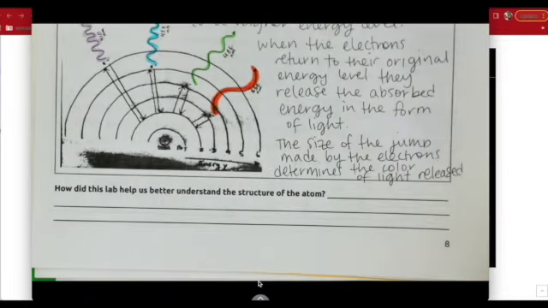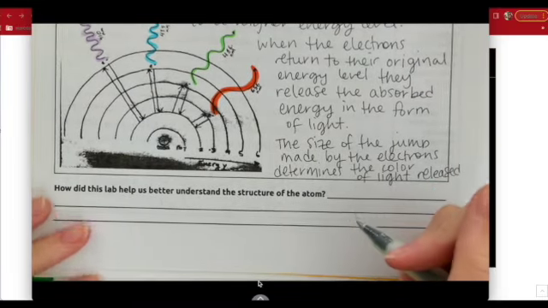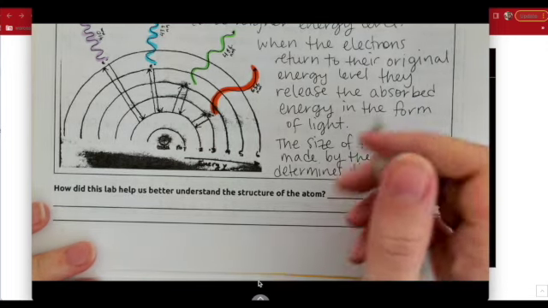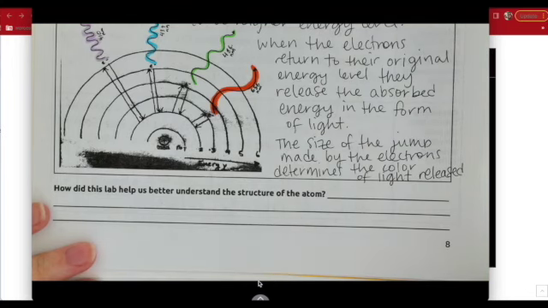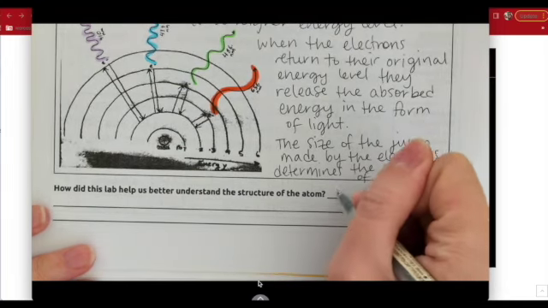How did this lab better help us understand the structure of the atom? So this lab actually helps us know a lot about the structure of the atom, right? It tells us that there are energy levels in the atom. We didn't necessarily know that before, that the electrons are in specific levels. We know that because the atom releases distinct colors of light, right? It just doesn't release everything, right?